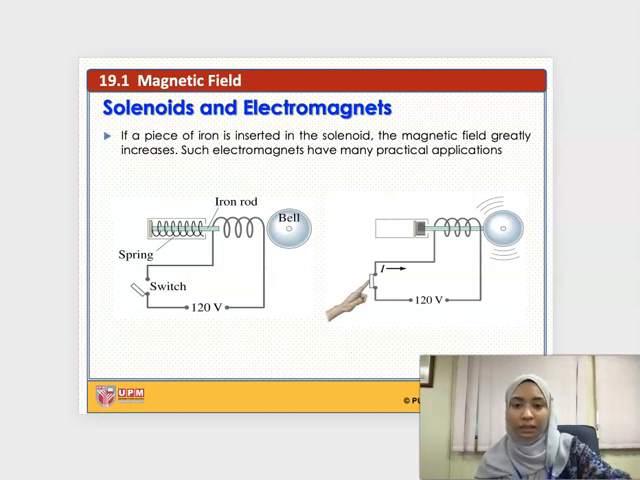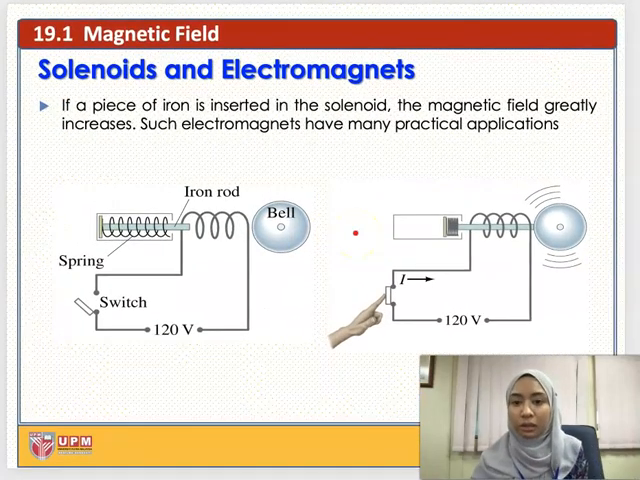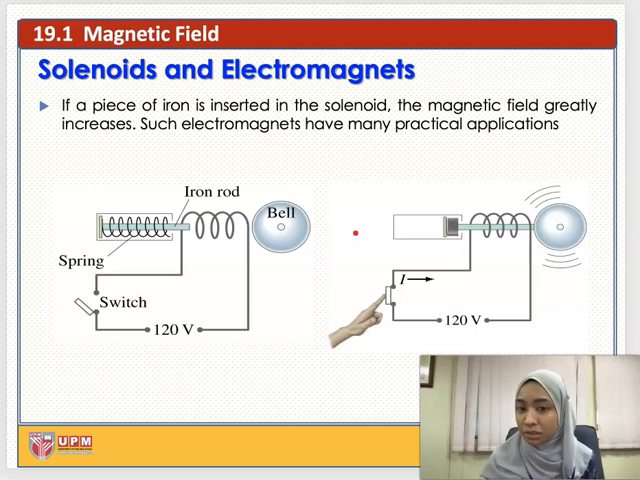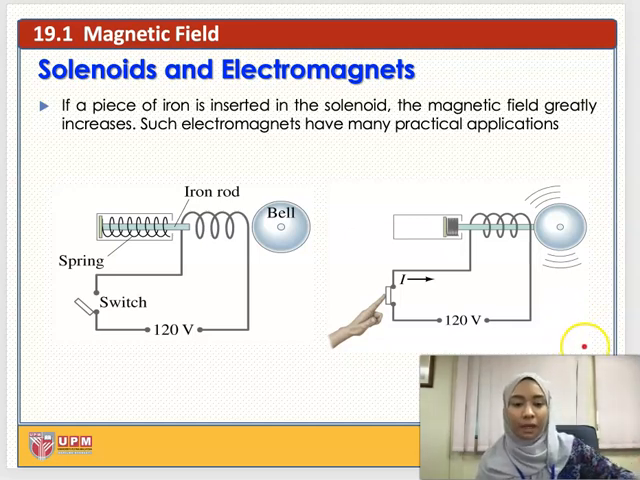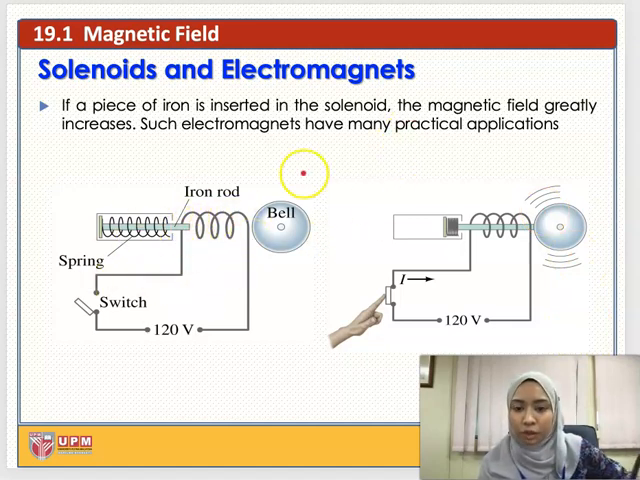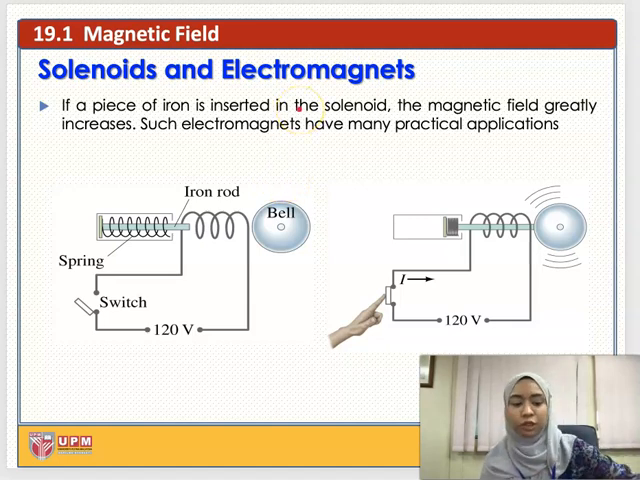Okay, so solenoids and electromagnets. So here it's saying that if a piece of iron is inserted in the solenoid, the magnetic field greatly increases. It's almost like capacitors. So capacitors, if you insert dielectrics, the capacitance increases, right? The capacitance increases. So here, for a solenoid, if you put in another ferromagnetic material inside the interior of the solenoid, you will increase the magnetic properties. Okay, so this you will see this in lab. I don't know if your virtual lab has it. I hope they do because it's very interesting.